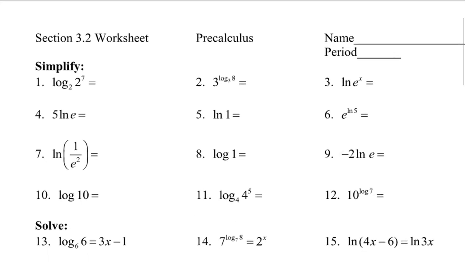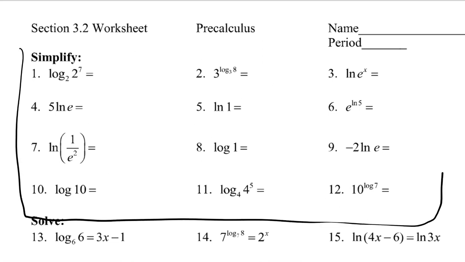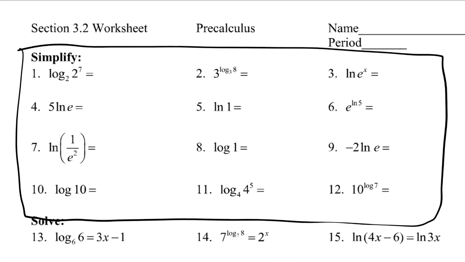Okay, so looking at worksheet 1, questions 1 through 12 ask you to simplify. So this is a combination of several of the different properties that we talked about on the other page. And of course, some of these are easier than others.